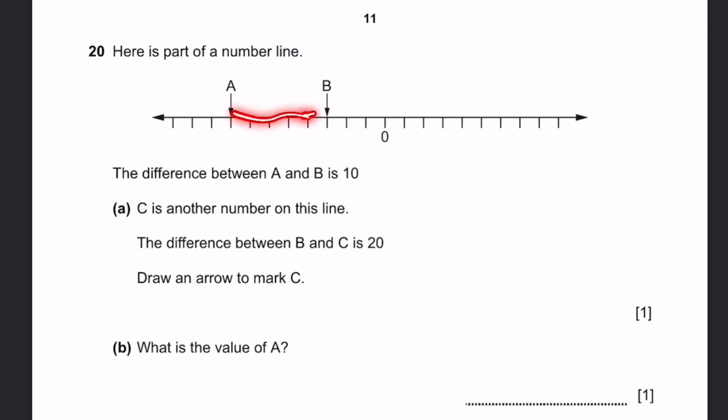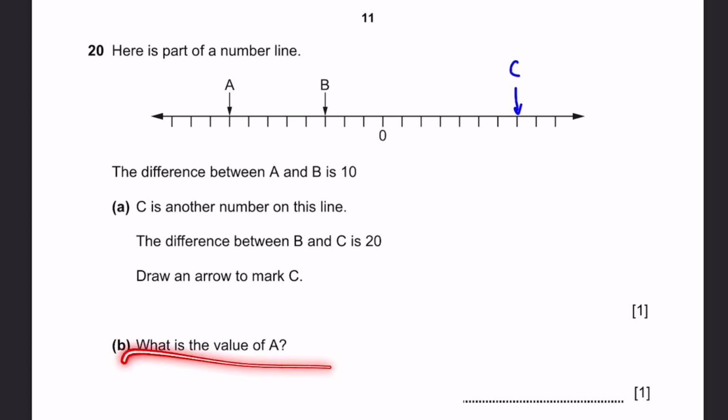So the distance between A and B is 10, which is 1, 2, 3, 4, 5 gaps. So 20 difference means 10 gaps. 1, 2, 3, 4, 5, 6, 7, 8, 9, 10. It lands right over there. So number C is over here.